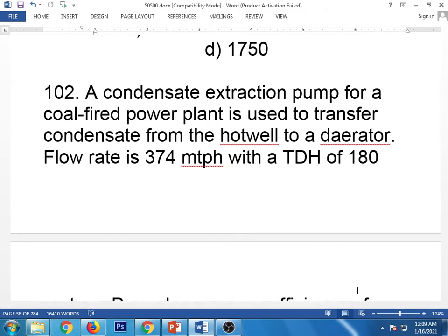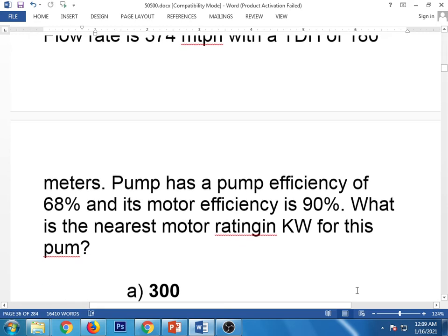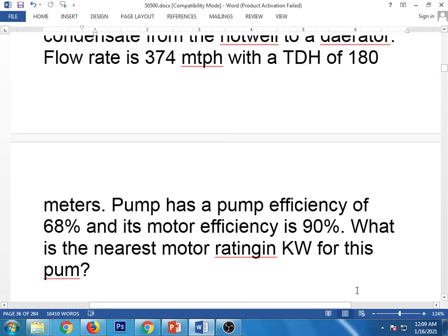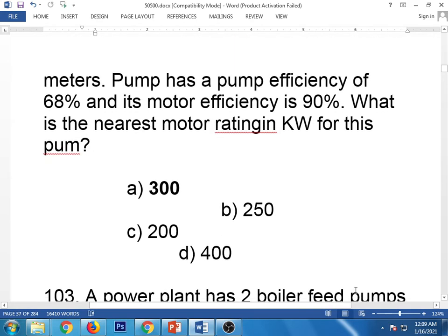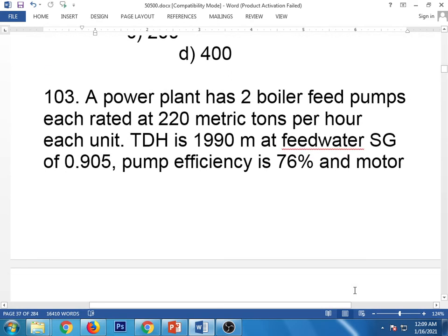A condensate extraction pump for a coal-fired power plant is used to transfer condensate from the hot well to a deaerator. Flow rate is 374 mtph with a TDH of 180 meters. Pump efficiency is 68% and motor efficiency is 90%. What is the nearest motor rating in kilowatts for this pump? Answer: 300.